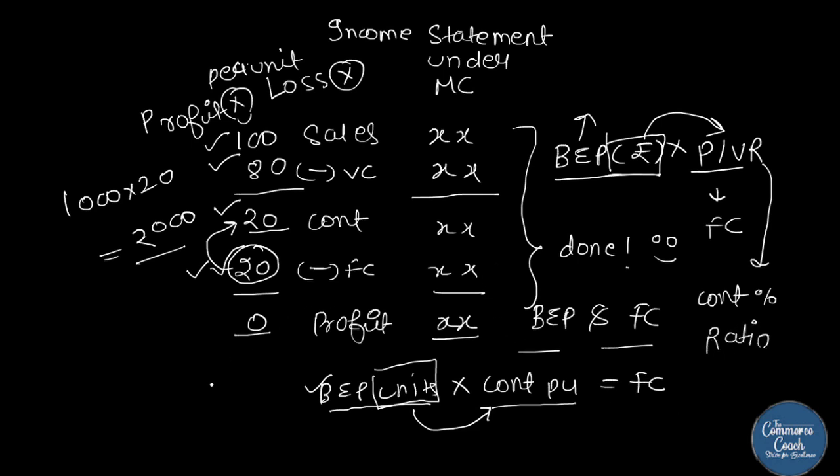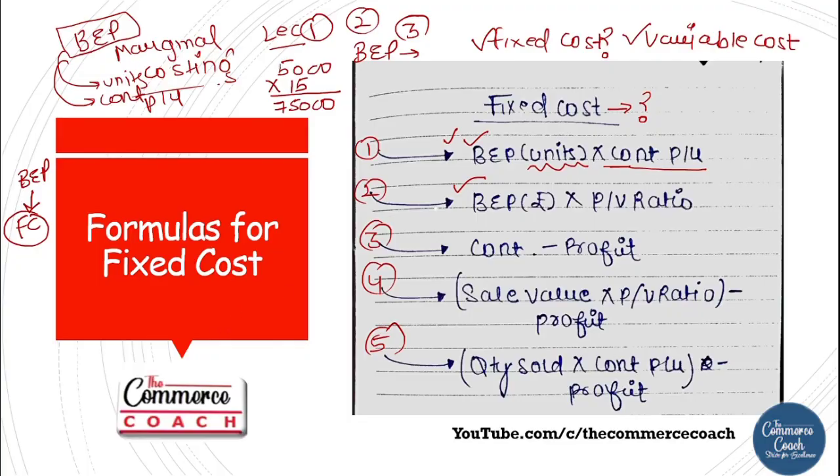I guess there are no doubts regarding these two formulas. The first formula we have done, and we are done with the second formula also: BEP in rupees multiplied by PV ratio. PV ratio is nothing but contribution upon sales multiplied by 100, or the contribution percentage ratio.